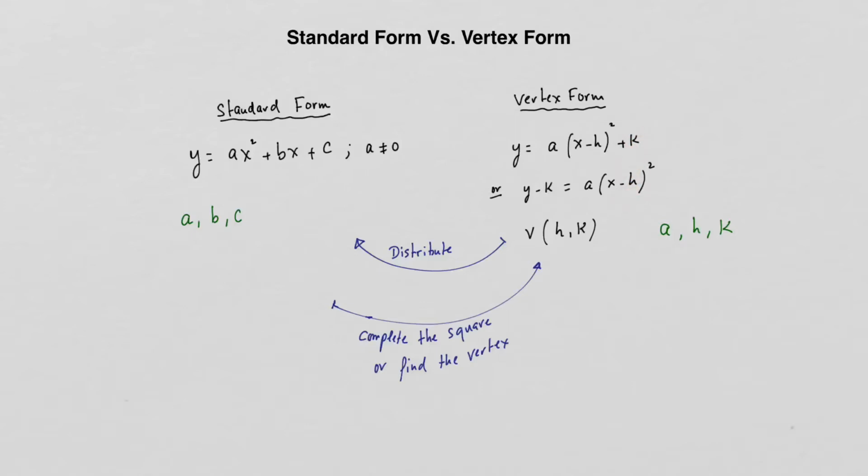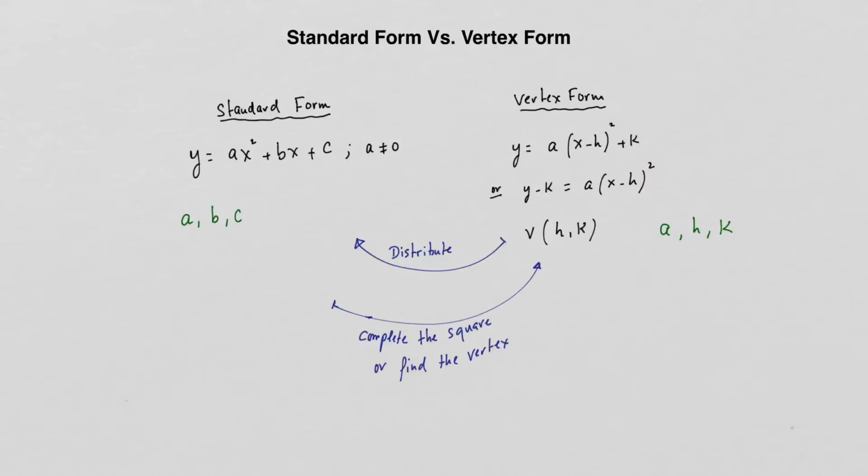Now the second piece of this presentation is how do you go back and forth between the two forms. The easiest one is if you have the vertex form and you want to go into the standard form, you just have to distribute. Whatever is given to you, you square this quantity, you multiply by a, and you add k, and you're done, and you'll know what your a, b, and c are.